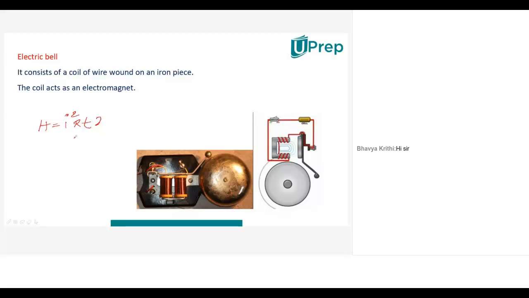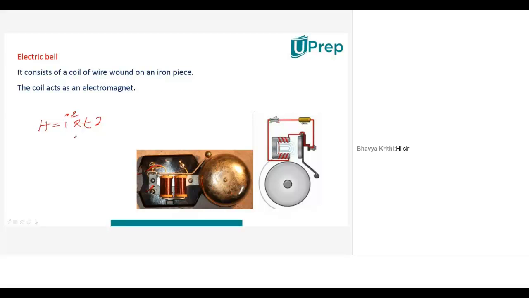R is what? Resistance. And what is T? Time of flow of that particular electricity. Okay, is it clear now? So what is the full form of I? Electric current. I is electric current. R is resistance.